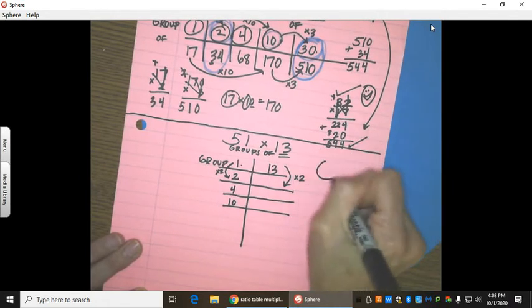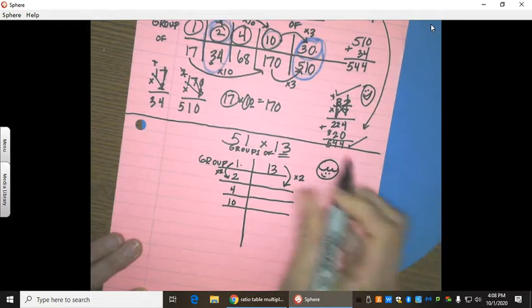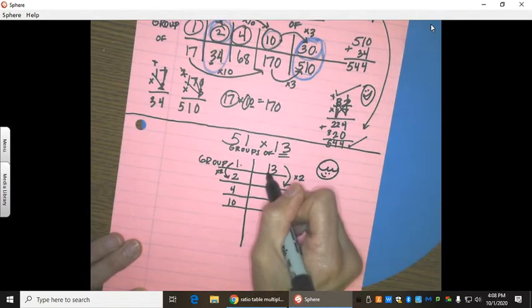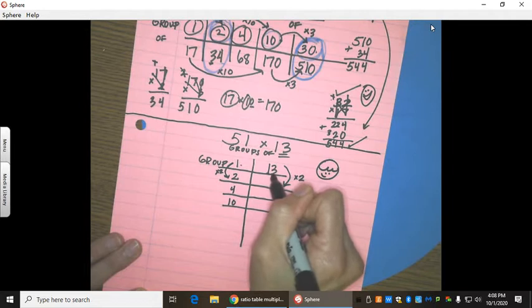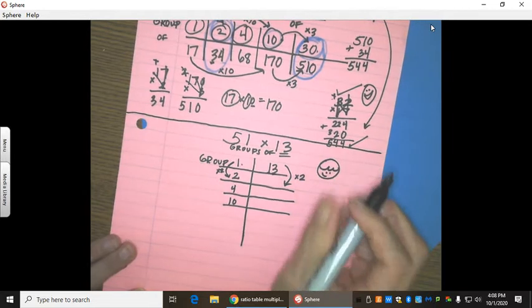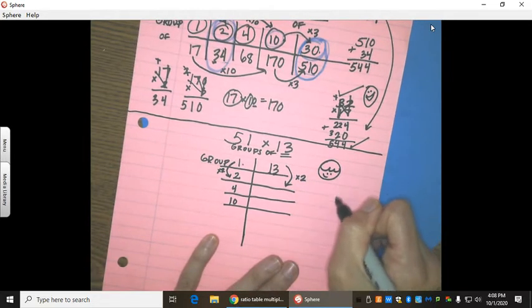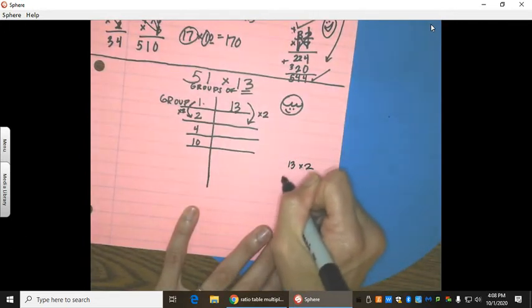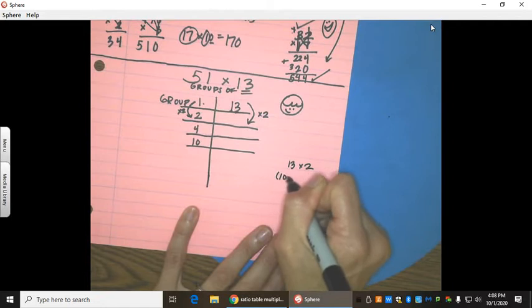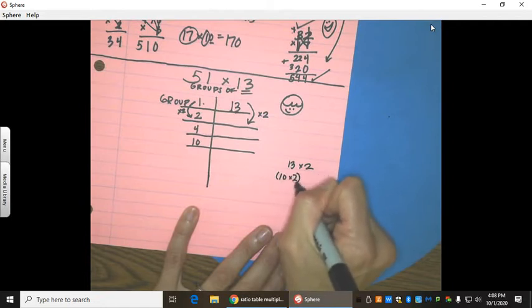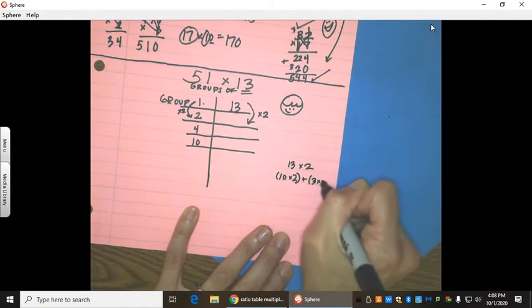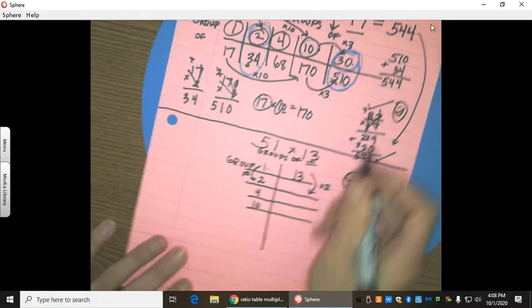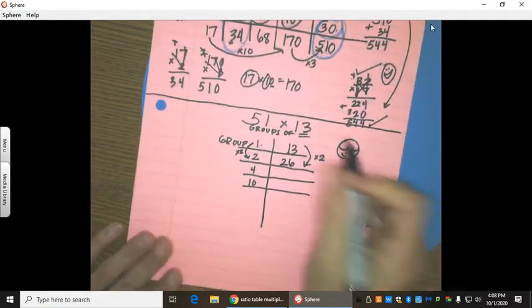13 times 2. I'm going to use mental math for this, because I know 10 times 2 is 20, and 3 times 2 is 6. Guys, really what I just did, I just want to show you really quick, I did 13 times 2, but I actually used partial products. I used 10 times 2 and 3 times 2. Okay? Anyway, and I got 26.